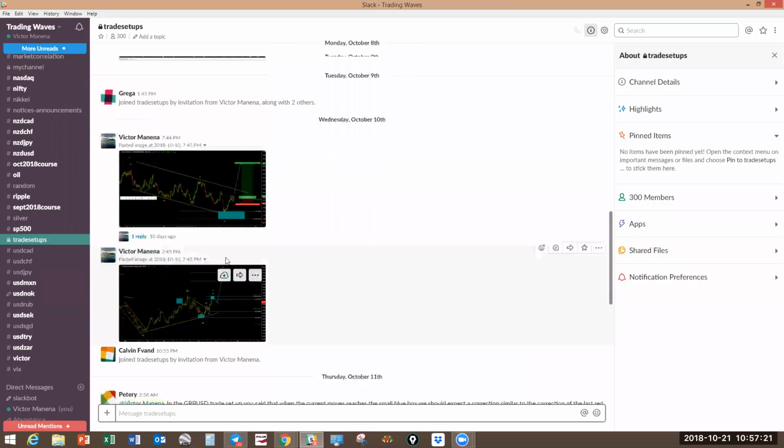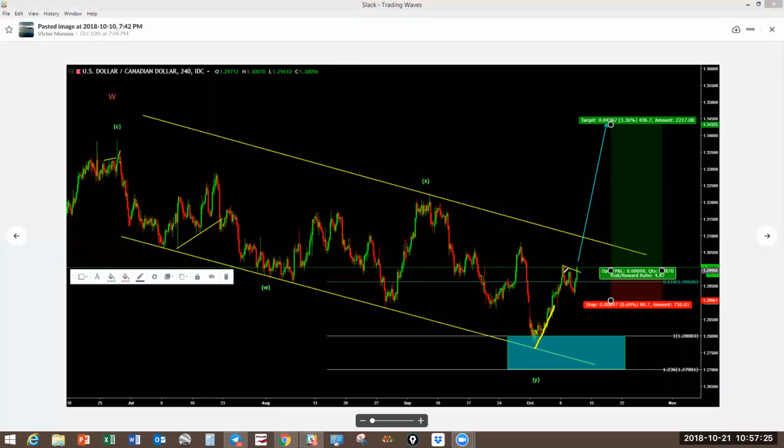Second entry. See here, this was after the blue box. We have an entry here, and this was another entry point. We're still in this trade. Some entered in the blue box, some took the second trade here, so you should have two trades running.